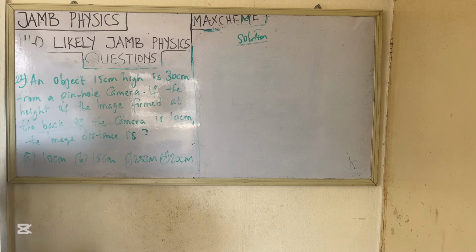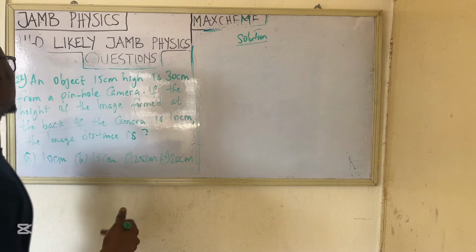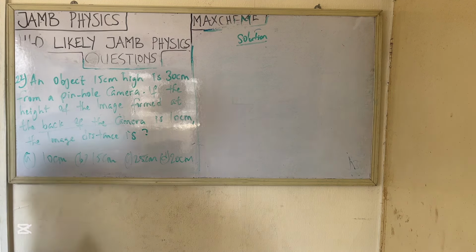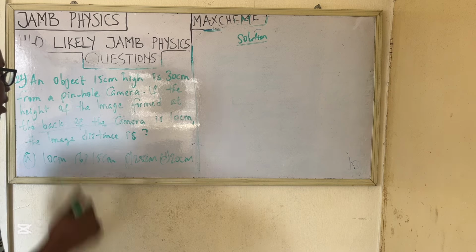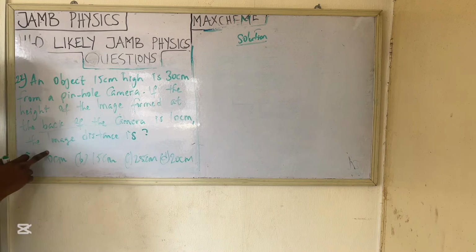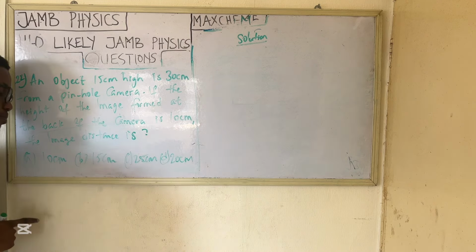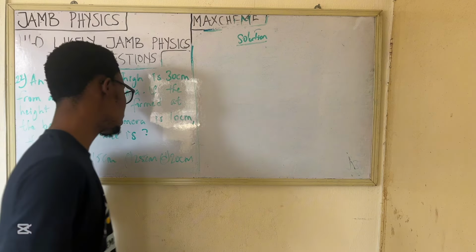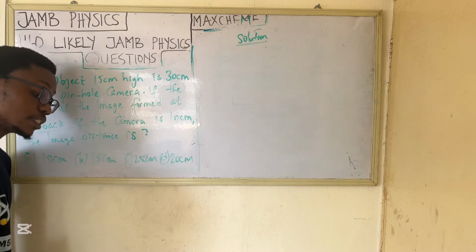An object 15 centimeter high is 30 centimeter from a pinhole camera. If the height of the image formed at the back of the camera is 10 centimeter, the image distance is: A 10 centimeter, B 15 centimeter, C 25 centimeter, D 20 centimeter.